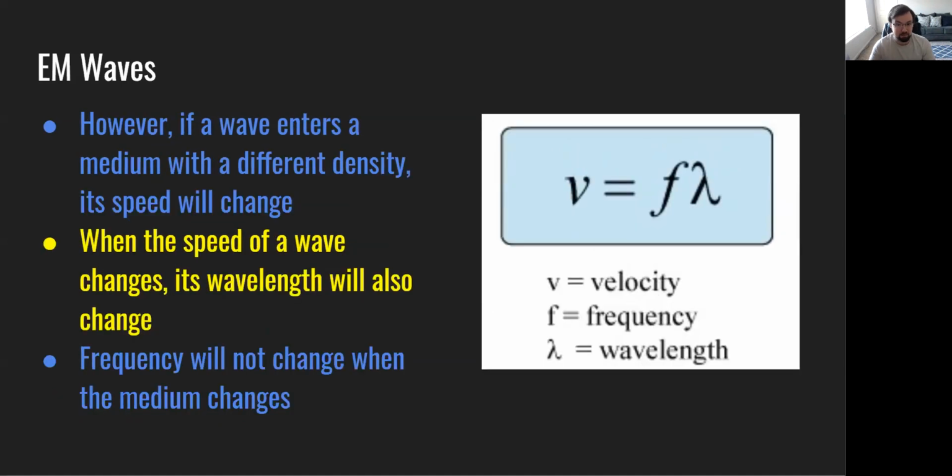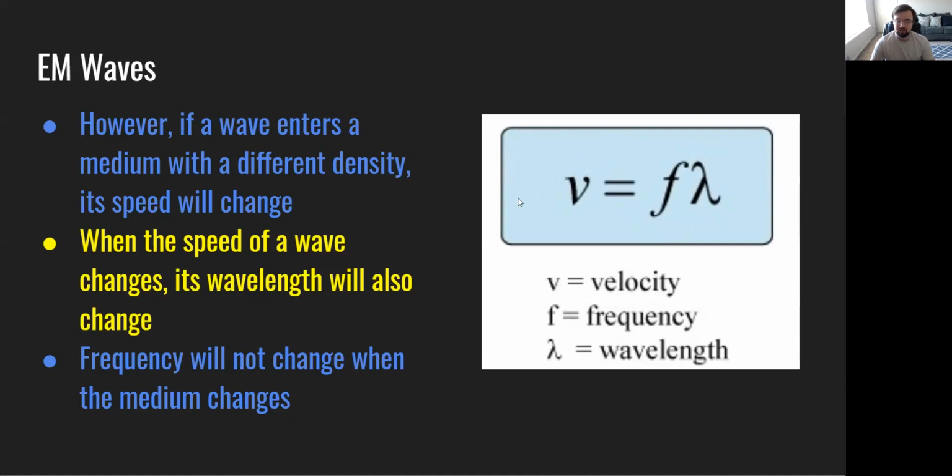Now, what if the medium changes? If it goes into a medium with a different density, the speed will change. And if speed changes, then the wavelength changes with it. Frequency doesn't change when the medium changes. That's because frequency is related to energy, and the energy of a wave doesn't change just because the medium changed.